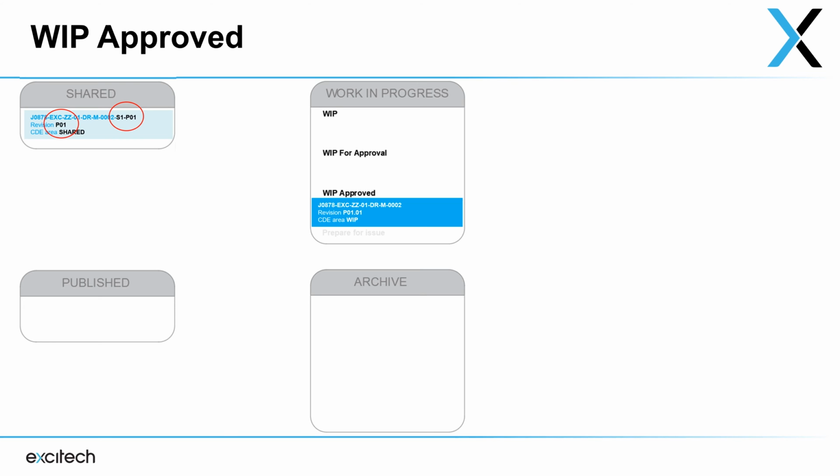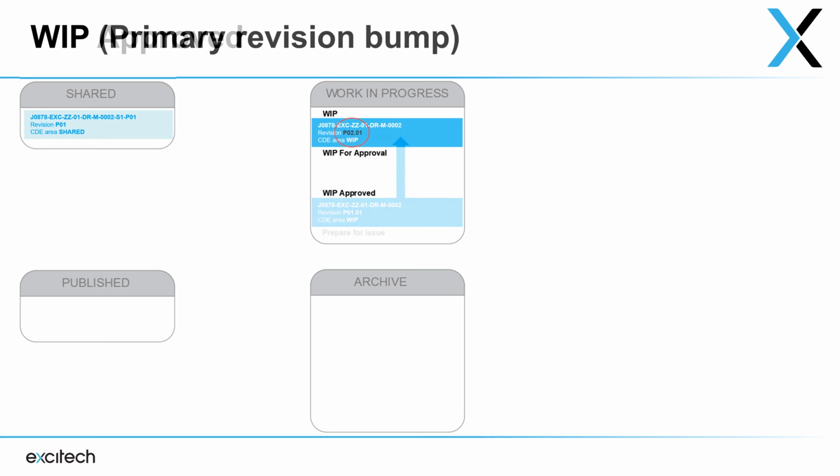To continue with the next round of edits to the drawing, you will need to change its status from WIP approved to WIP. In moving the document back into the editable WIP state, you need to be sure to bump the revision up from P01.01 to P02.01. Please note though, if the drawing had received 5 edits in WIP and the revision was P01.05, when moved back to WIP, it should change to P02.01.